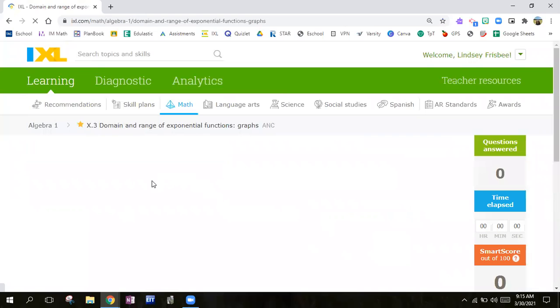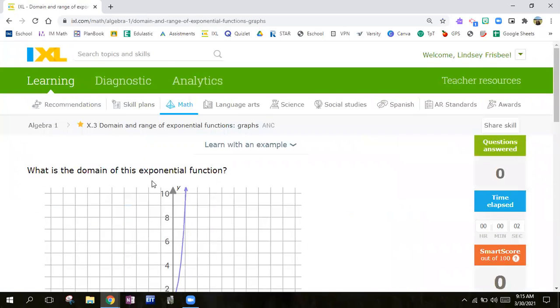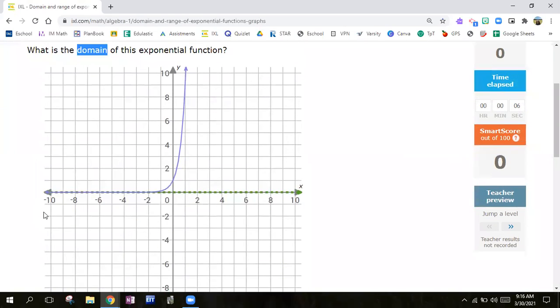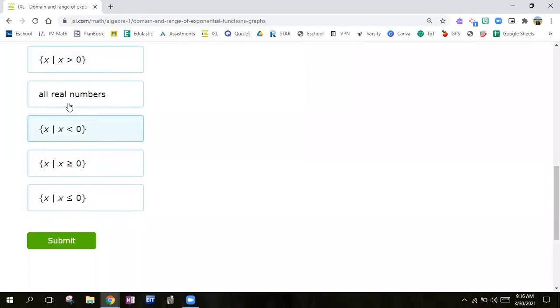Now, this one seems more difficult, but it's really not. It says, what is the domain? It gives me one of those funky looking graphs, right? Domain is left to right. How far does it go to the left? It has an arrow, so it's going on and on forever to the left. And then it has an arrow on the right. It's going on and on forever to the right. So this would be all numbers. It goes forever in one direction, forever in the other. It doesn't stop.